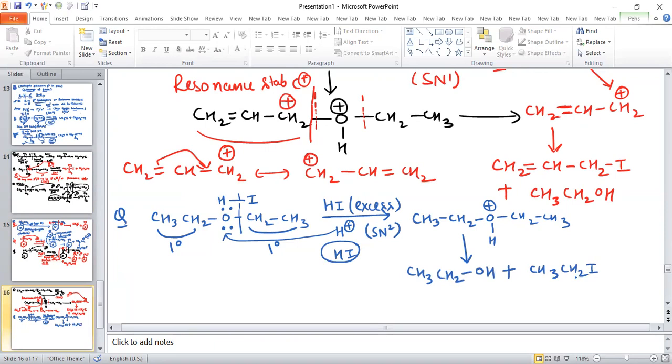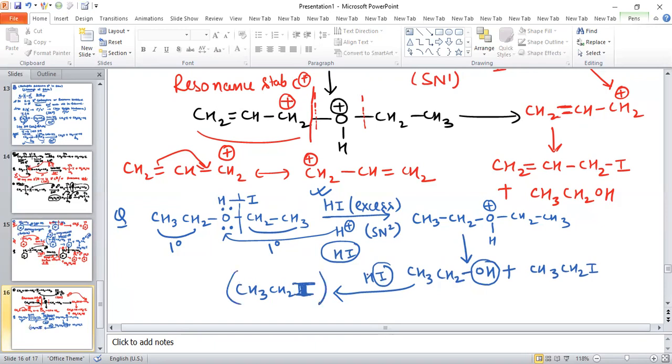But this time the HI is present in excess amount. When HI is present in excess, how will the reaction take place? This OH will be replaced by I. So another product is CH3CH2I. So CH3CH2I will be obtained as a product. Please remember this.